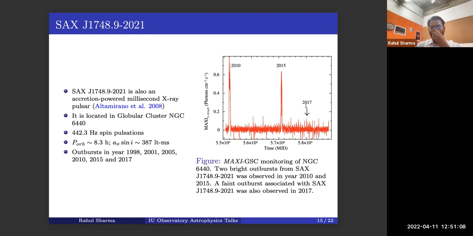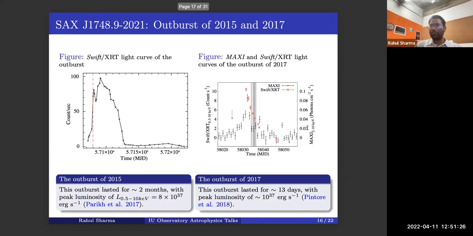So I've already shown this outburst light curve from the MAXI of this source. So it's a 2010 outburst, then there is a 2015 outburst, and there is a very faint outburst in 2017 of this source. So if we compare the 2015 and 2017 outbursts from a different observatory like Swift XRT, which is very focused and has a small field of view. So this is the outburst of 2015 traced by the Swift XRT.